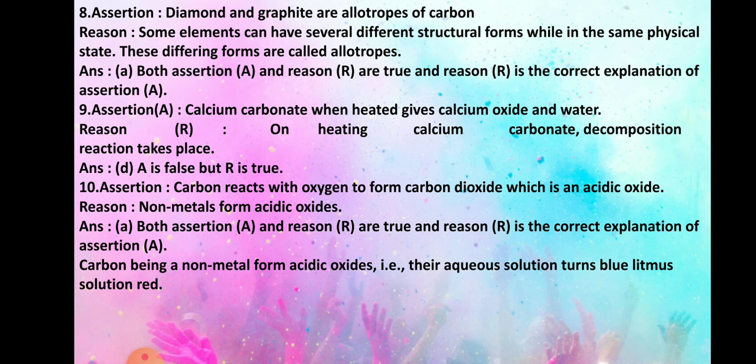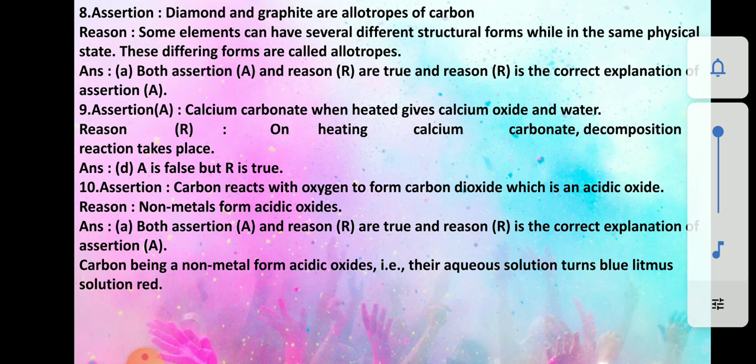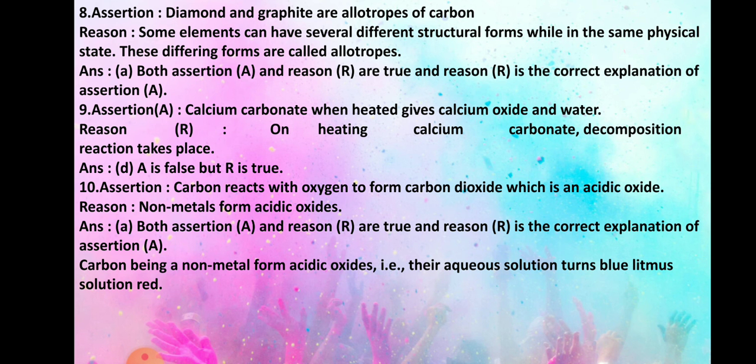Diamond and graphite are allotropes of carbon. Yes, it's correct. Some elements can have several different structural forms while in the same physical state. So they will have different structures in the physical state. These differing forms are called allotropes. So it is correct.